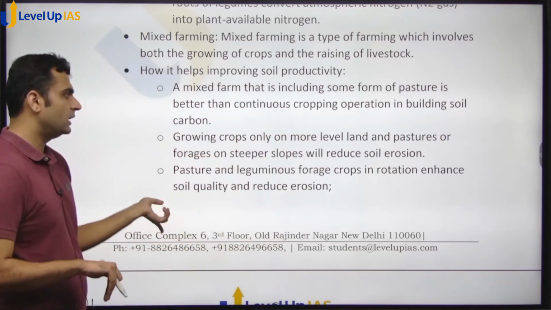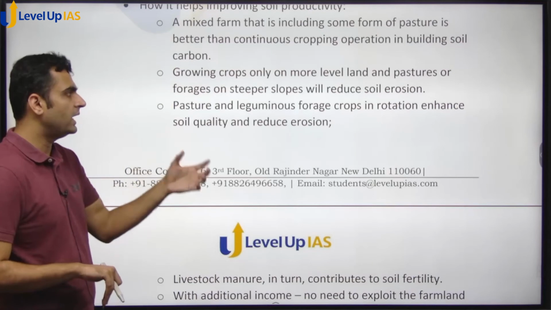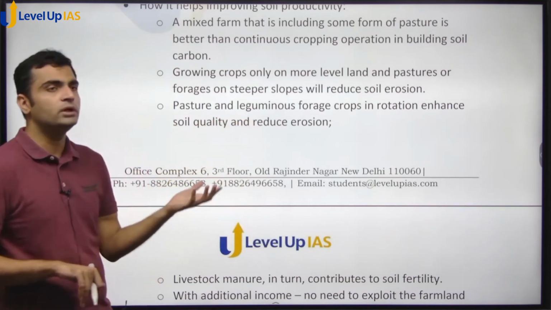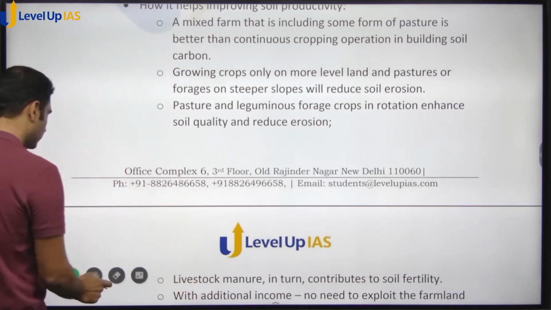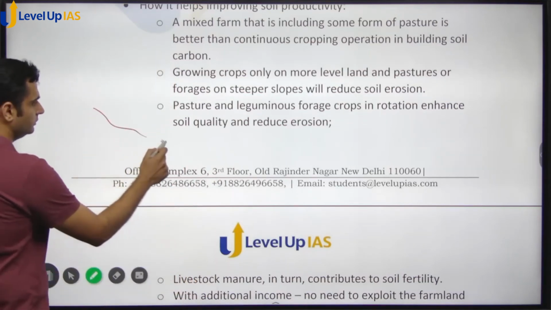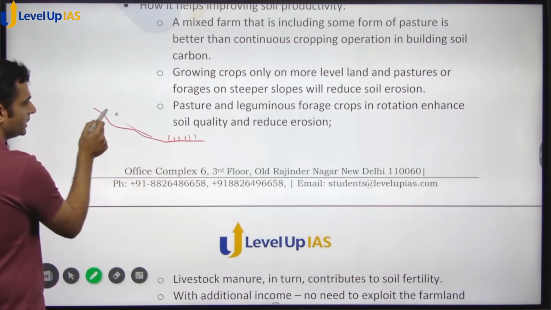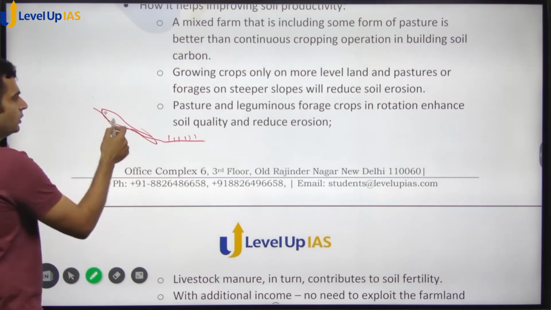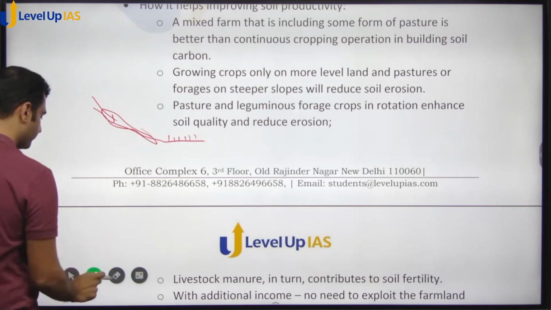Another thing is growing crops only on more level land, and pasture or forage on steeper slopes, will lead to reduced soil erosion. So if your farm is something like this, you take crops here, you build pastures here. It will lead to reducing soil erosion because the space for the water that will flow gets reduced.